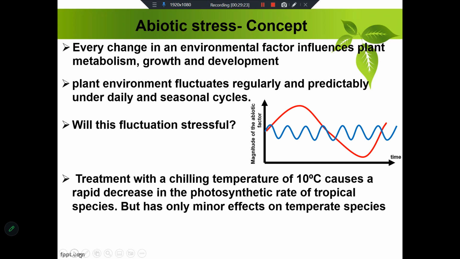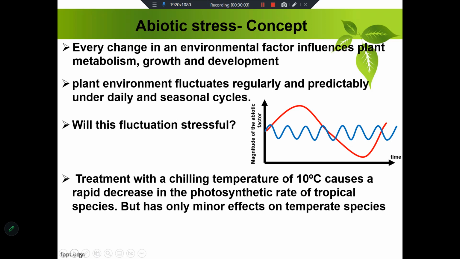But if you expose a tropical species to 10 degrees centigrade, then that will rapidly decrease the photosynthetic rate. The same photosynthetic reaction will be upregulated, or nothing will happen to one particular set of species. And the response will be completely different in another set of species, tropical species. So it is species dependent. The response is not related to what is actually going on in the environment, it is actually related to the particular species.